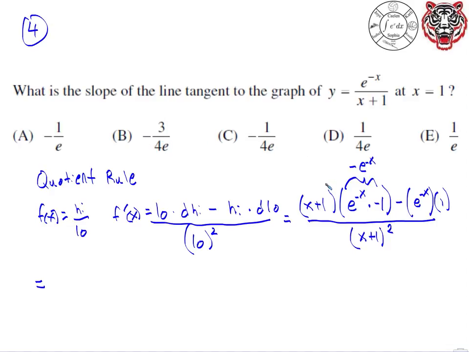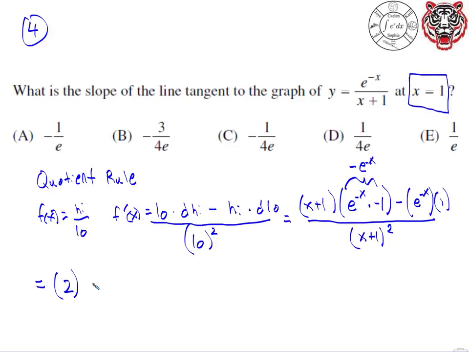X plus 1. Oh, at x equals 1. I did not see this. Okay. So we're subbing in 1 for x. So what we can do is just put that in right away. We don't have to simplify. We have our formula. Let's go ahead and plug it in. We get 1 plus 1, 2.